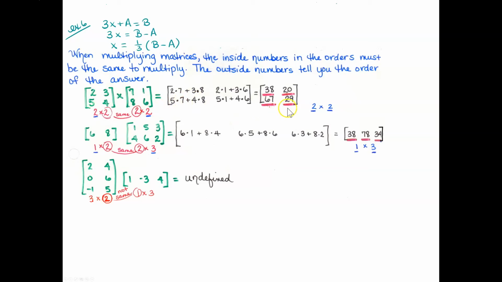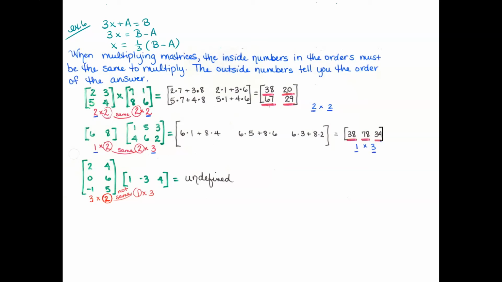All right, how about 29? Where is it in the matrix? What row, what column? Second row, second column. So what am I going to multiply? Second row times second column. Yes. So let's take that second row, 5, 4, and multiply it by that second column, 1, 6. So we would do 5 times 1 and 4 times 6. Add those together to get the 29.